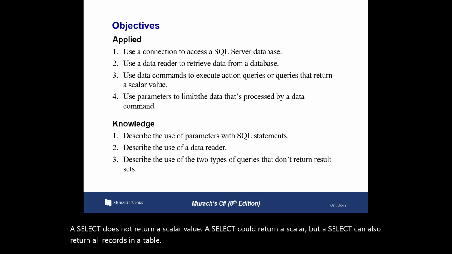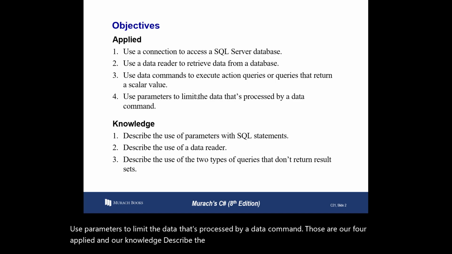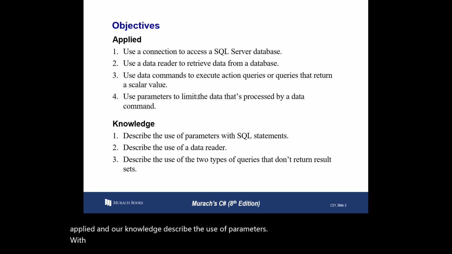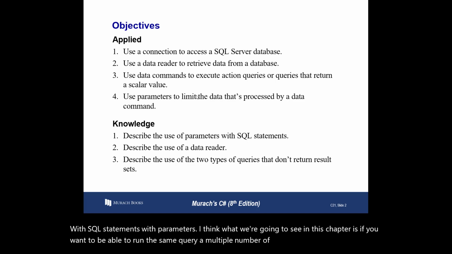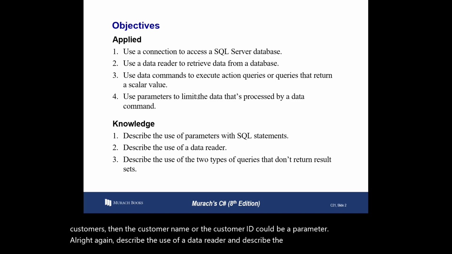Use parameters to limit the data that's processed by a data command. Those are our 4 applied, and our knowledge. Describe the use of parameters with SQL statements. With parameters, I think what we're going to see in this chapter is if you want to be able to run the same query a multiple number of times, but let's say on different customers, then the customer name or the customer ID could be a parameter. All right, again, describe the use of a data reader and describe the use of 2 types of queries that do not return result sets.